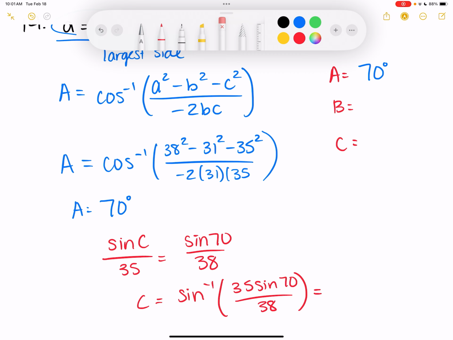So C is 60. Write it down. Meaning B is 50, because 180 minus 60 minus 70 is 50.